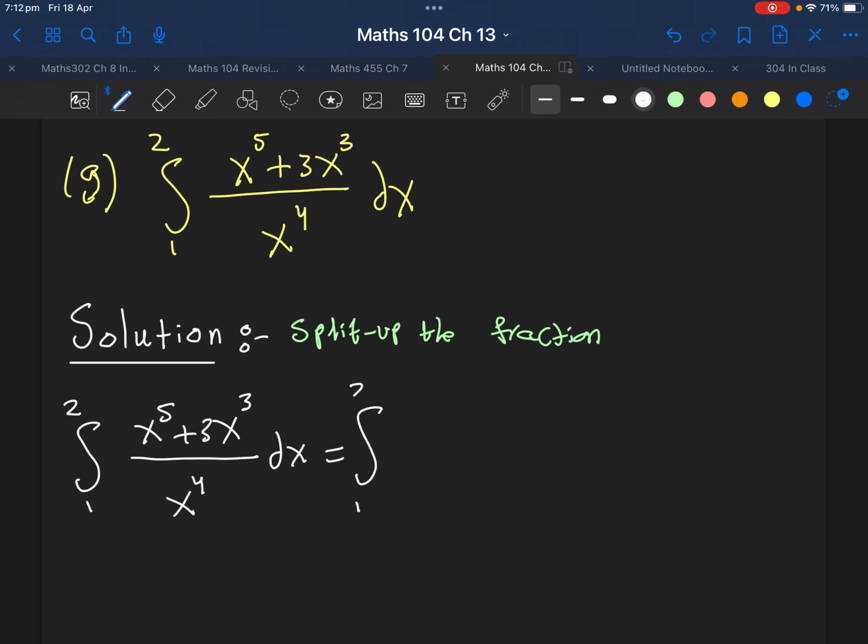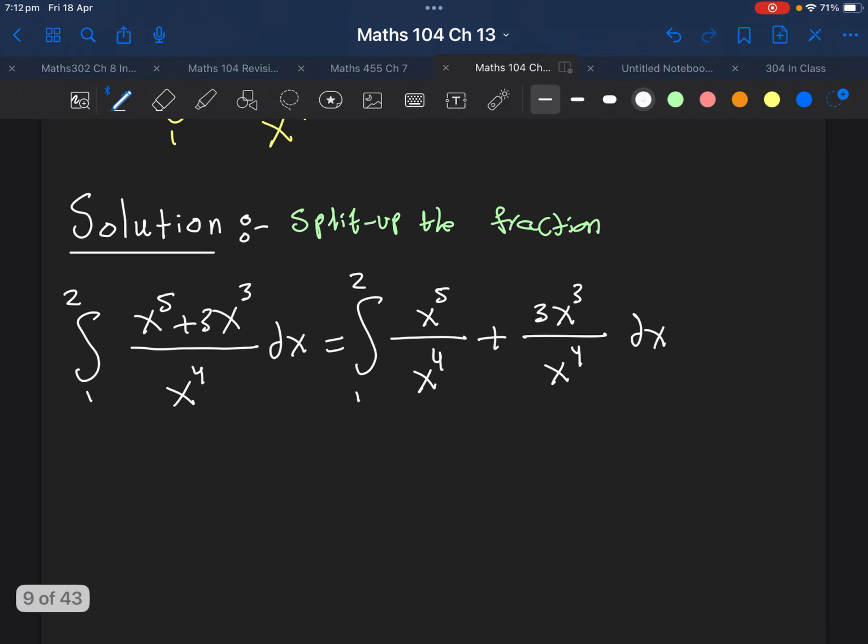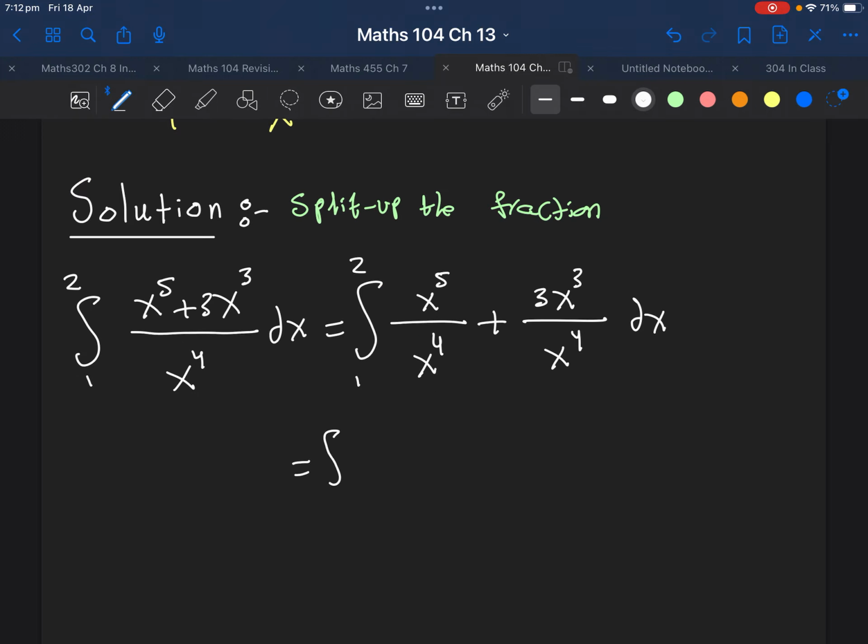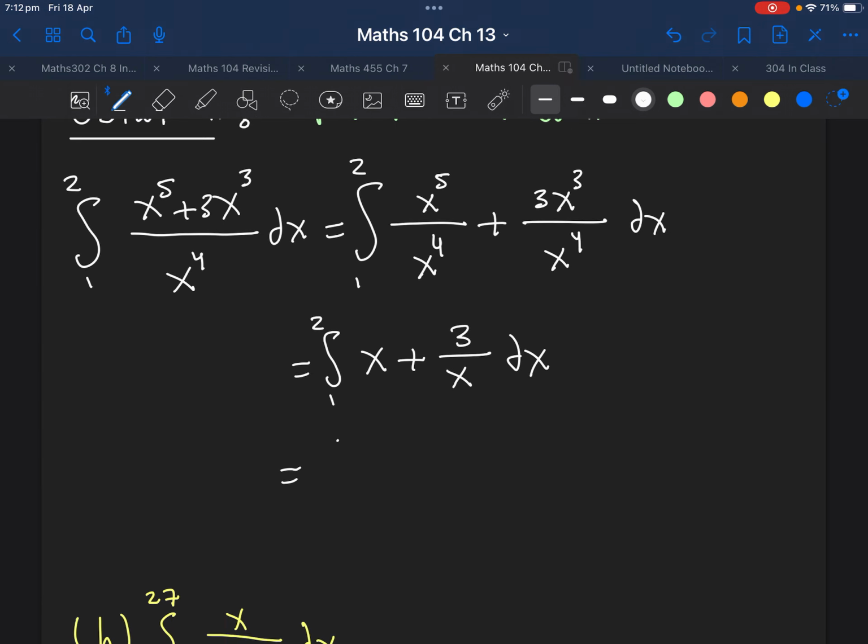So this would be just like this. x^4 would be repeated because I'm splitting up the fraction. Here you have x^5, here you have 3x^3. Now we just need to do this. So we get x + 3 over x dx. Now this is an integration where we have seen how to do it. It's very simple, straightforward. The first integral will be x^2 over 2. The second integral will be just the ln.